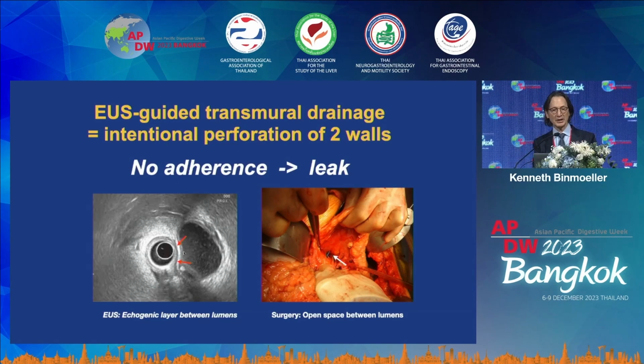Here's the gallbladder. You can see there's an echogenic layer between the gallbladder and the duodenal lumen. That echogenic layer is fat.